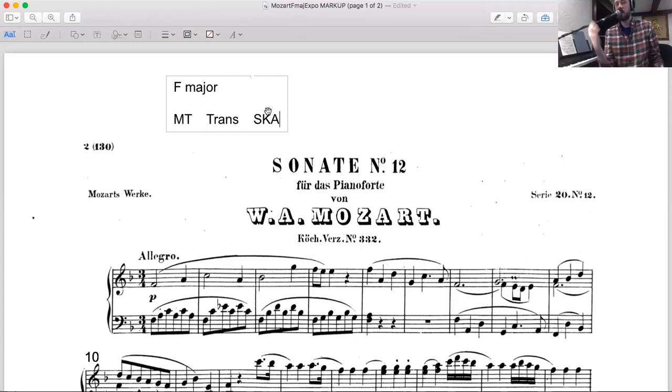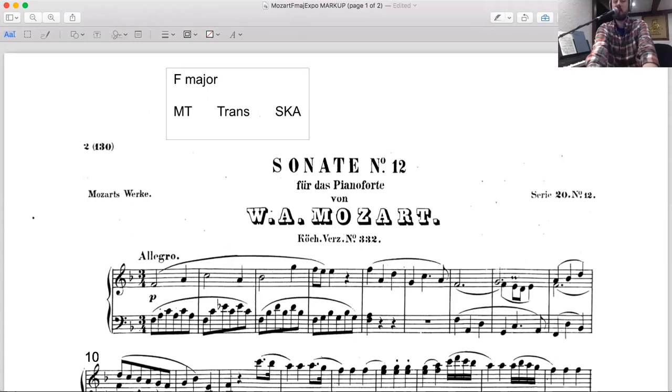So let's say, okay, where should we be key-wise, right? So where should we be? The main theme should start in F, right? And where should it end? It should end in F, right? So the main theme should begin and end in F major, right?